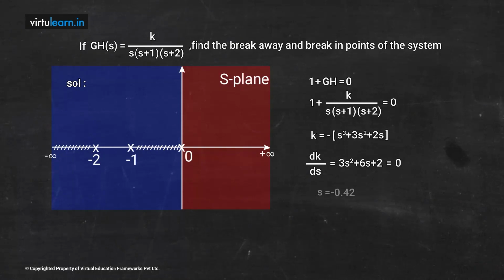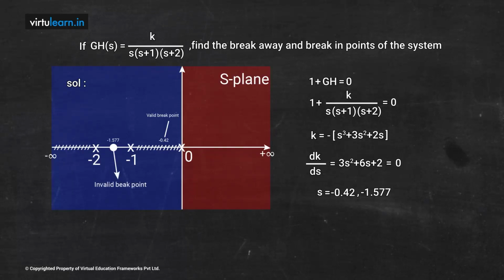and the roots are s = -0.42 and s = -1.577. Because in between 0 and -1 we have root locus area, and between -2 and -infinity we have root locus area, -0.42 is in between 0 and -1, therefore that point is a valid break point. -1.577 is in between -1 and -2, where we don't have the root locus area, therefore the second one is an invalid break point.